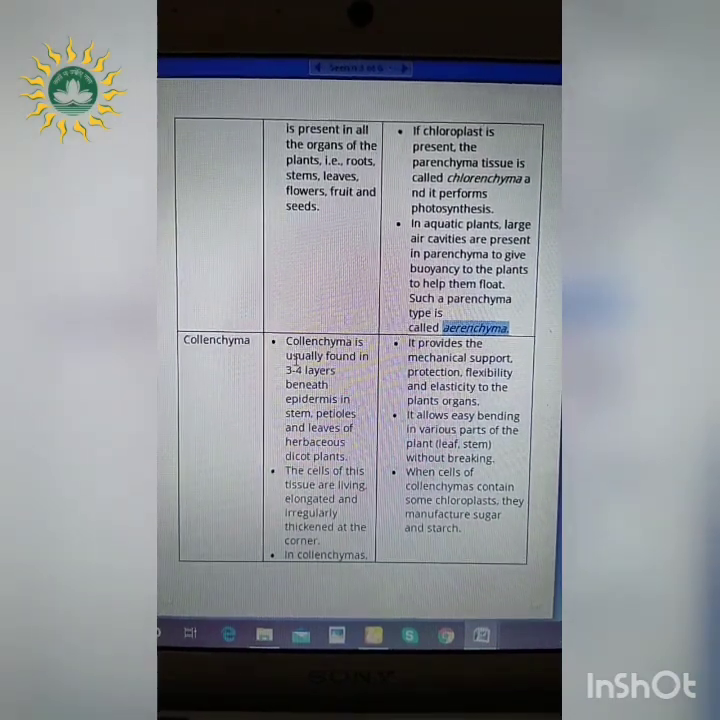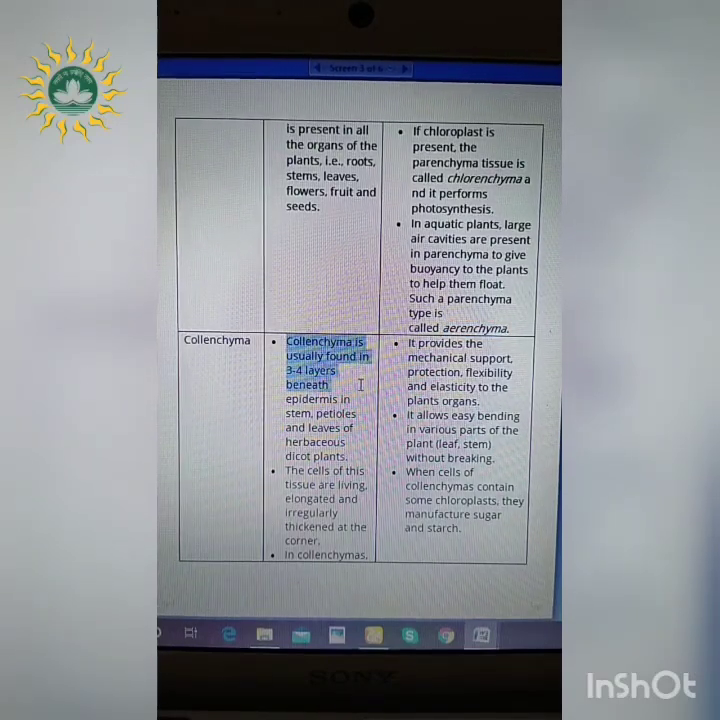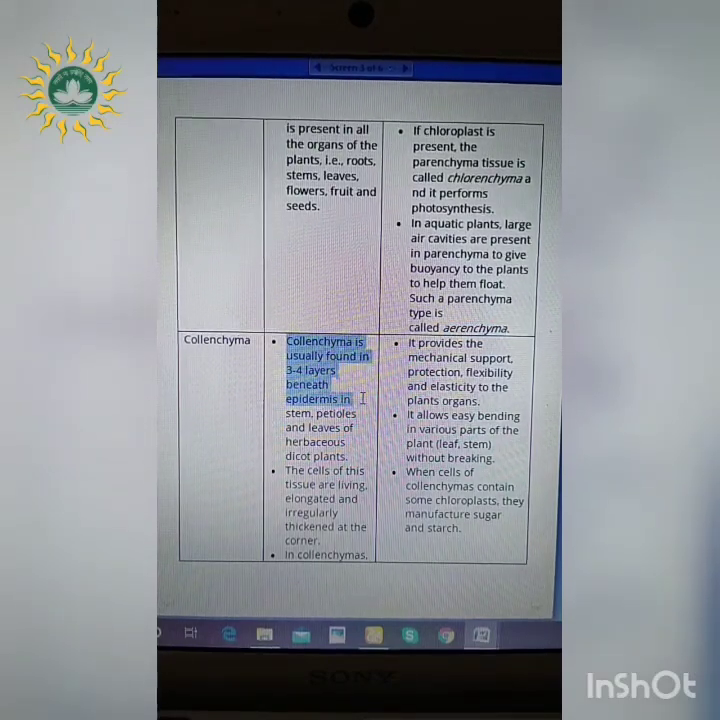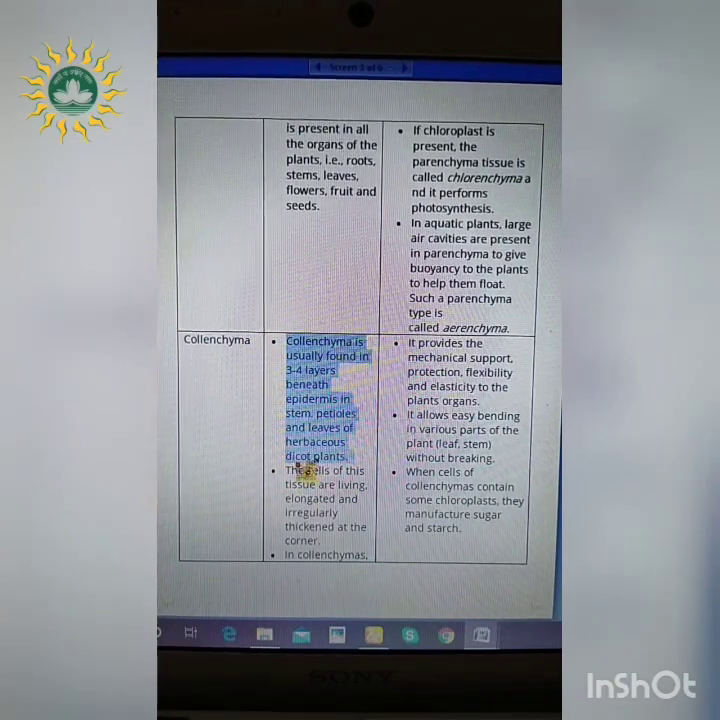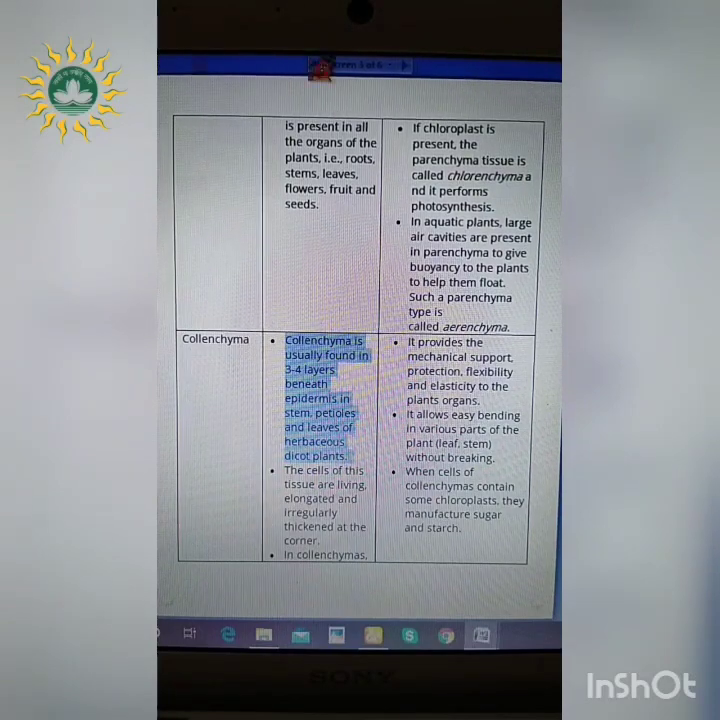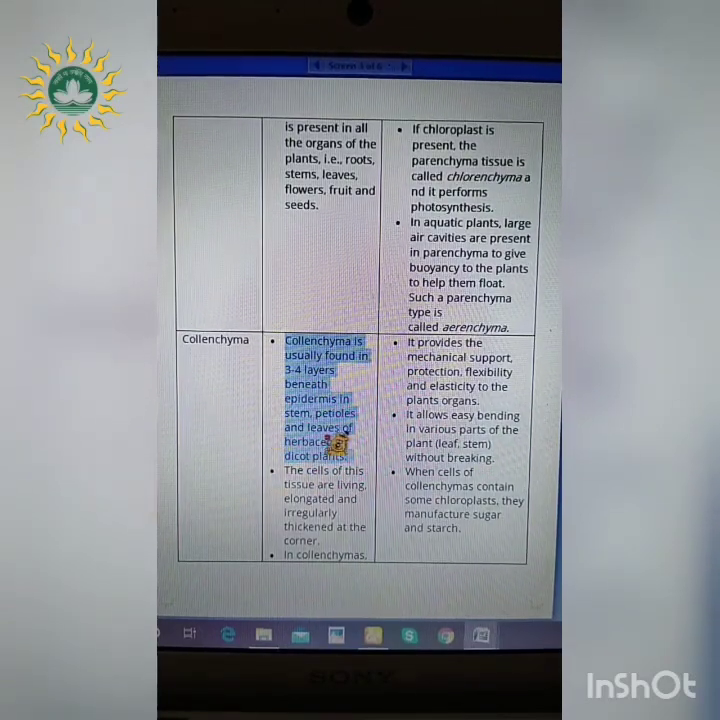Firstly, coming to the characters of collenchyma, this collenchyma is usually found 3 to 4 layers beneath the epidermis in stems, petioles and leaves of herbaceous dicot plants. So what is the source? It is present just below the epidermis layer, in stems and petioles. You know what a petiole is? The stalk of the leaves of the herbaceous dicot plants. So it is present over here.